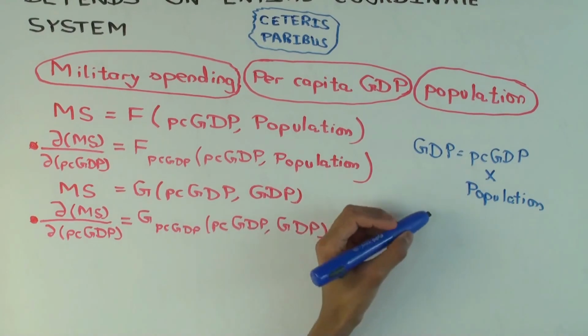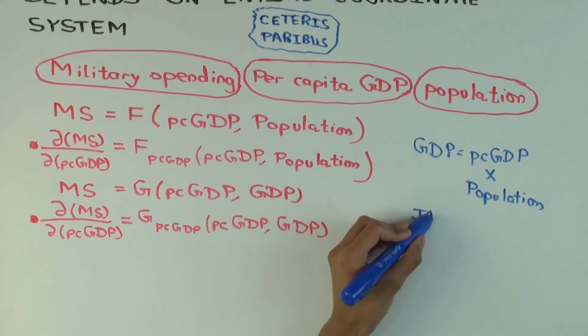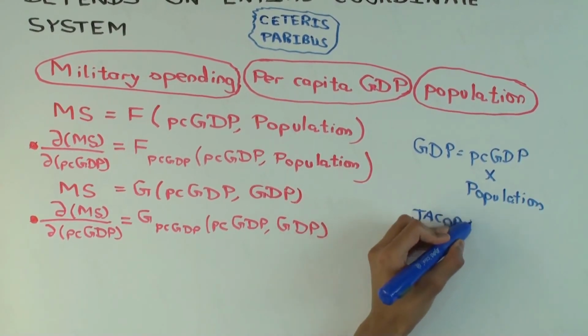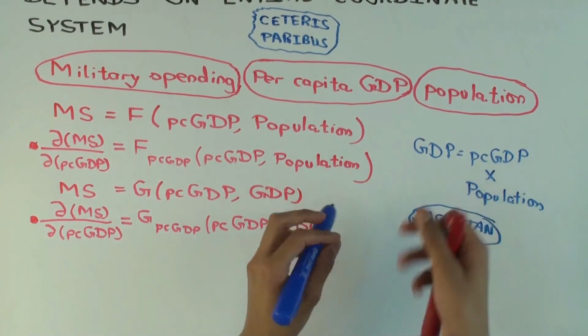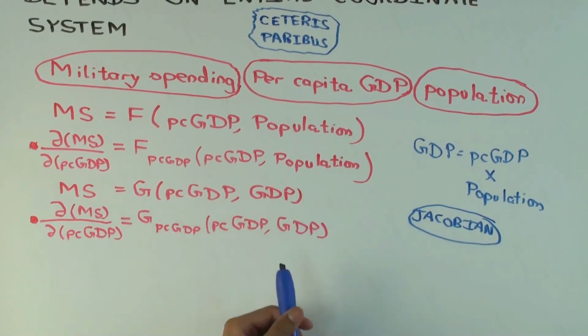Well, I'll just say the word here. There's a word called the Jacobian, which actually tells you how to do the transformation. It's a technical idea which you may see later if you do more partial derivatives.